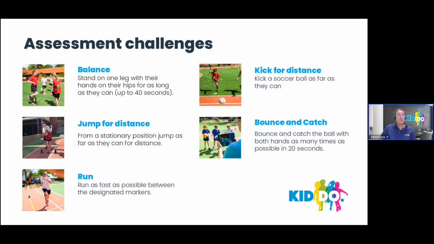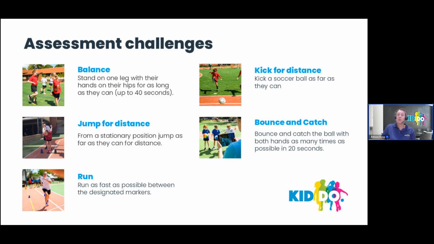The jump for distance is very simply a standing long jump. So from a stationary position, jump as far as they can for distance. The run, if they are in kindergarten or preschool, it's a 30-metre run. And then for that first year of full-time school, so pre-primary in Western Australia, prep in Victoria and Queensland, transition in Northern Territory, reception in South Australia, it's a 50-metre run. So from the foundation year through to year 2, it's 50 metres. Kick for distance, so kicking a soccer ball as far as they can, and the bounce and catch.